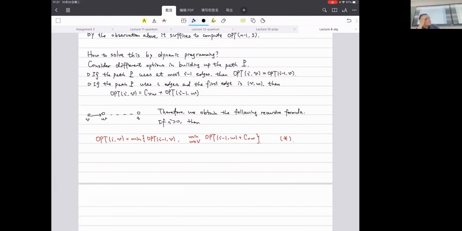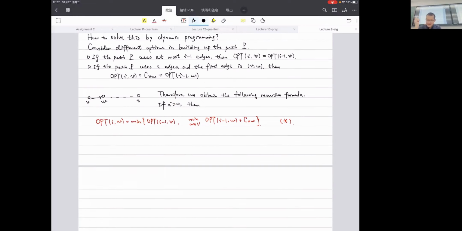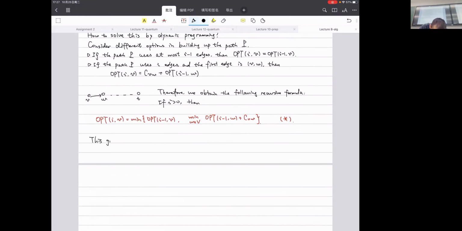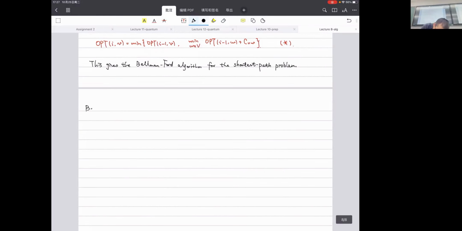Okay, so this clearly gives us a dynamic programming algorithm, and this is typically called the Bellman-Ford algorithm, the Bellman-Ford algorithm for the shortest path problem. So how does the algorithm look like? Let's just write Bellman-Ford. The input is G, the graph, and the two vertices S and T here.